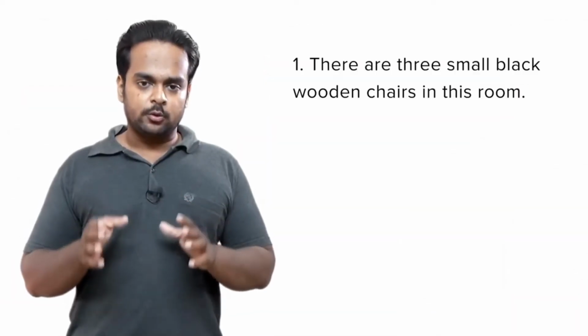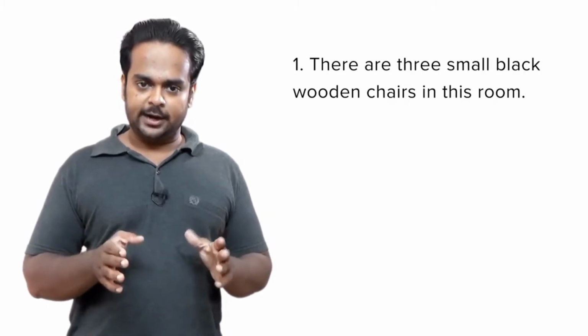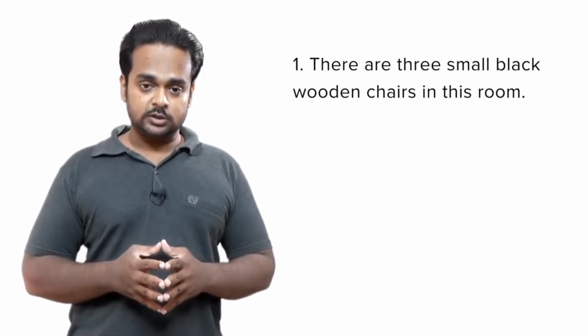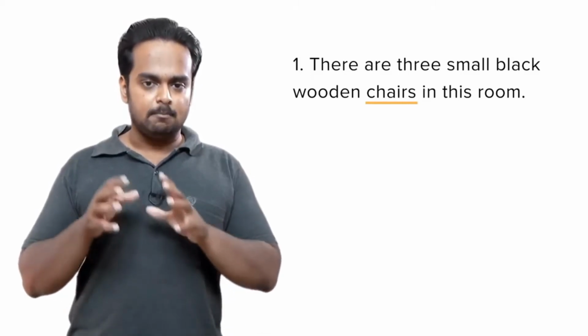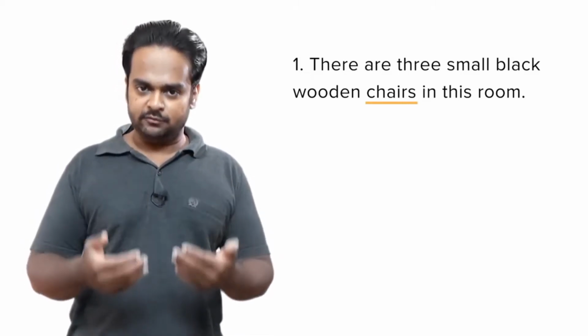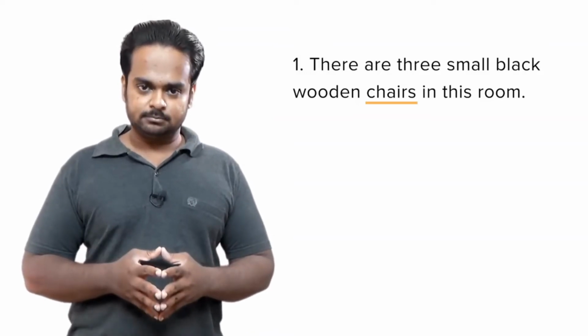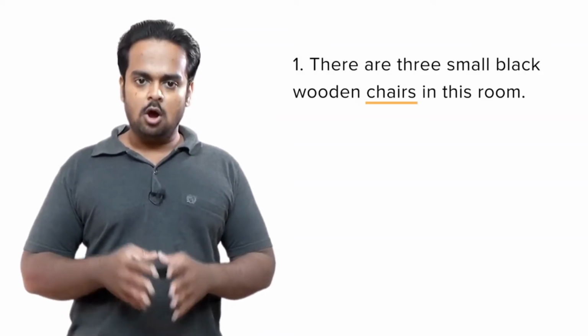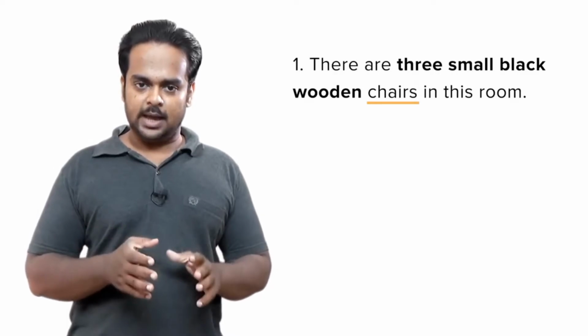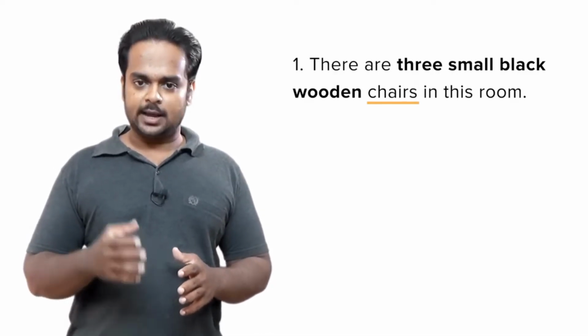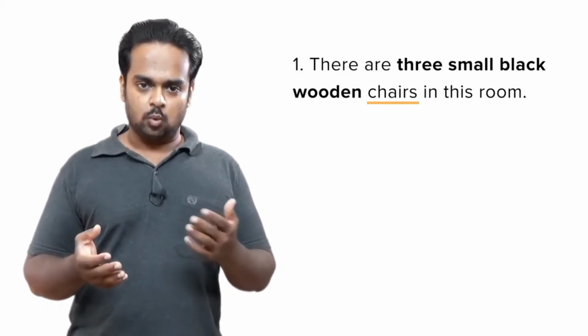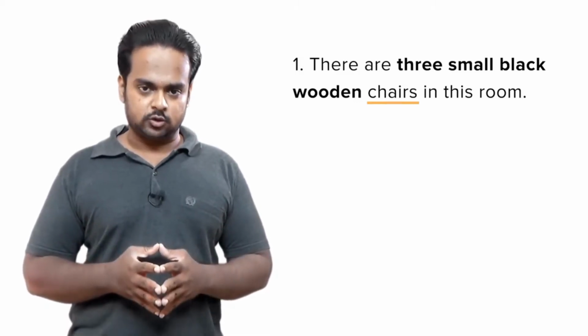For example, take a look at this sentence. There are three small black wooden chairs in this room. Focus on the noun chairs, and can you tell me which adjectives modify, that is, give more information about chairs? The adjectives are three, small, black, and wooden. These adjectives answer questions like how many, what size, what color, what material, etc.